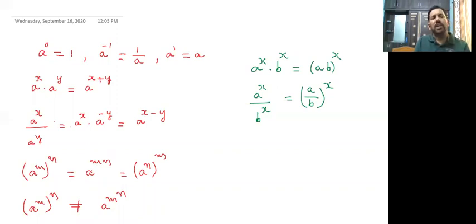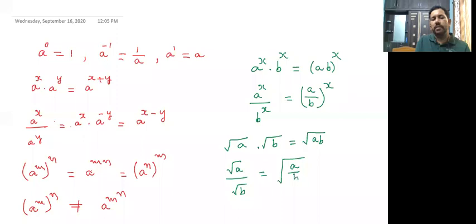Okay, these are the exponential formulas. Now, roots related: root a into root b, this you already know very well, is root ab. Root a divided by root b is under root a by b. These are the formulas you already know very well, but I am discussing them once again.